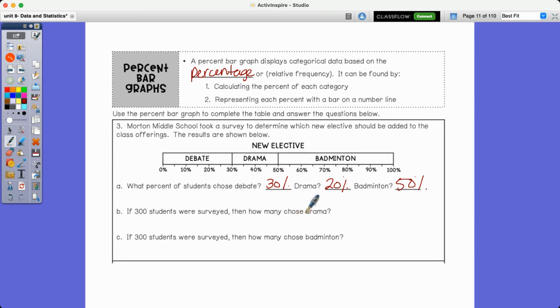So how would we solve this? I know 30 out of 100 chose drama. Oh, I just lied. Oopsie. How about 20%? 20 out of 100 chose drama. If I had 300, what would I have to do? Now, you could use a ratio table, but you can also use scale factor here because it's pretty quick. 100 to 300 is times 3, so 20 times 3 is 60. There would be 60 students who chose drama.